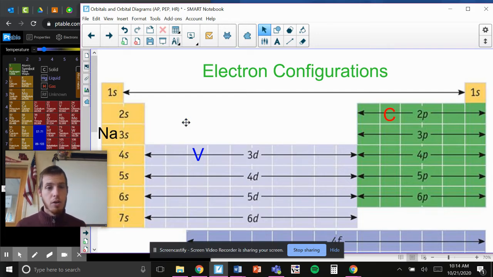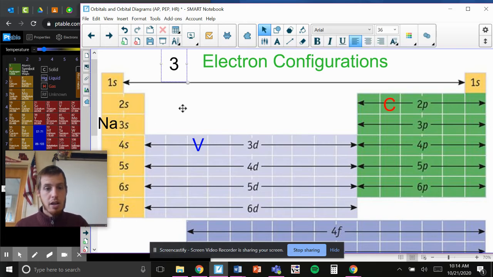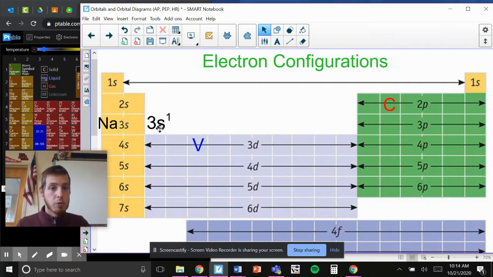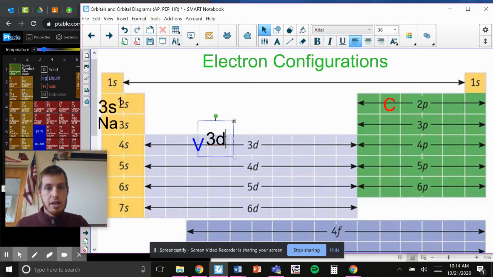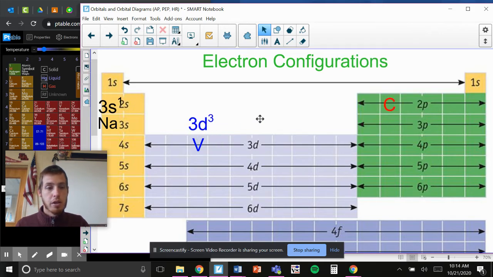So for example, looking at the coding, I want to figure out sodium, vanadium, and carbon. Well, we first need to look at kind of where they are. So I'm looking at sodium, and I'm noticing that it's in the 3s spot. It's in that first area. We call that 3s1. Vanadium is in the 3d. It's in that 1, 2, third. Sorry about that. So we call that 3d3.